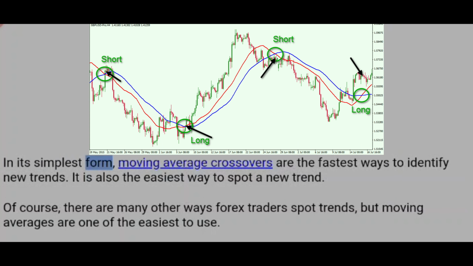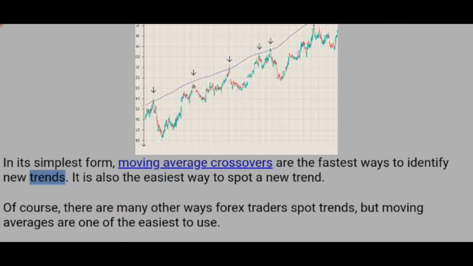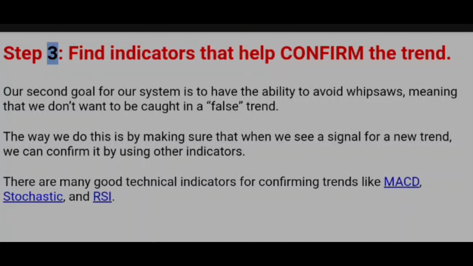In its simplest form, moving average crossovers are the fastest way to identify new trends. It is also the easiest way to spot a new trend. Of course, there are many other ways Forex traders spot trends, but moving averages are one of the easiest to use. Step 3. Find indicators that help confirm the trend.